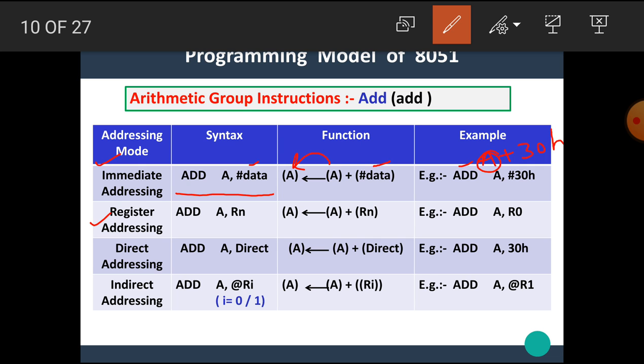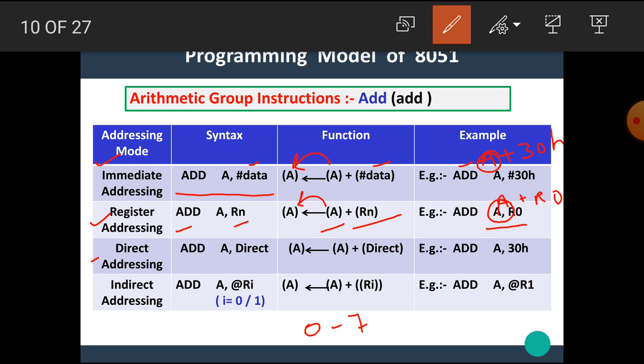The next addressing mode is register addressing mode. The syntax for this is ADD A, Rn. Rn means n stands for the number of registers, which may be 0 to 7. The function is the addition of the register with the accumulator and the result is stored in the accumulator. For example, ADD A, R0, that means the addition of A with R0 is performed and whatever the result of the addition is stored in the accumulator.